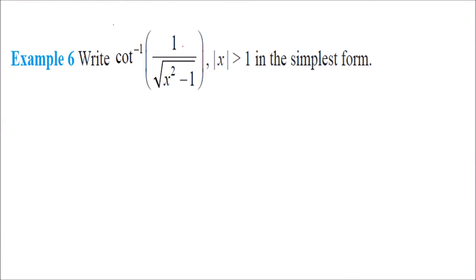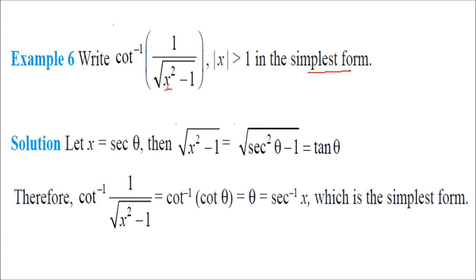Write cot inverse 1 by under root x square minus 1 in its simplest form. For that, because the main key is you want cot here, so that you will be able to cancel this cot with cot inverse. If you take x equal to sec theta, this under root sec square theta minus 1 will be tan square theta, root will be tan theta. So this will be 1 by tan theta, and 1 by tan theta is what? Cot theta. So you can write cot theta. Cot inverse cancelled, this theta and theta can be taken as sec inverse x.